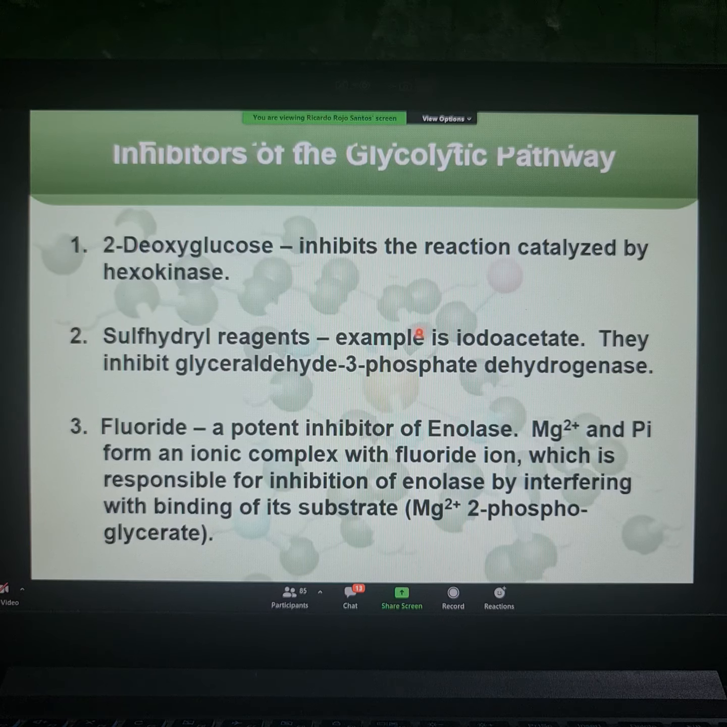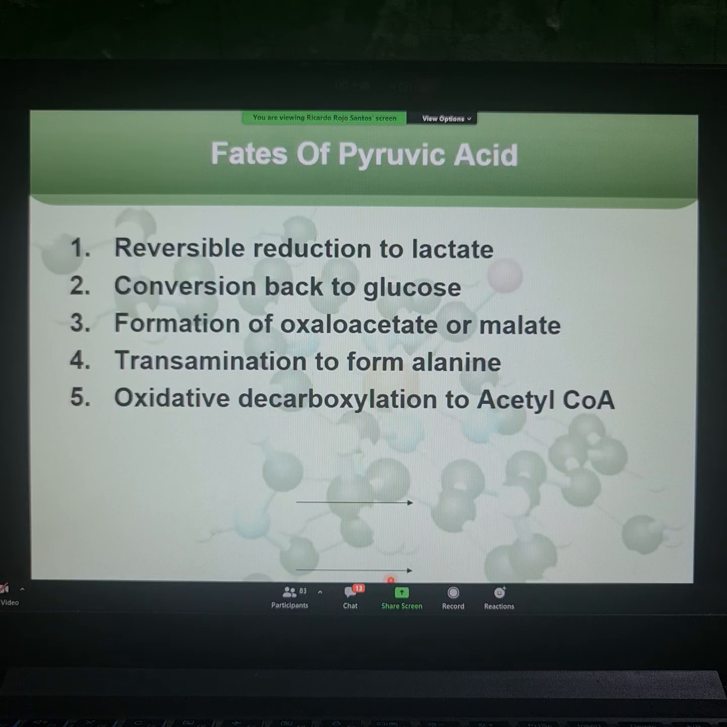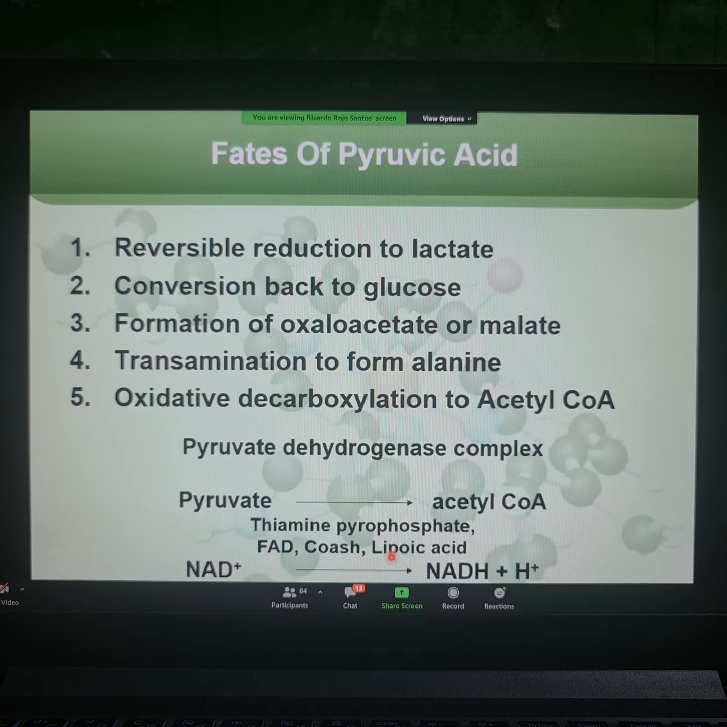Now, there are other inhibitors of the glycolytic pathway. I just require you to know what they are and what enzyme is inhibited. 2-deoxyglucose inhibits hexokinase. Sulfhydryl reagents like iodoacetate inhibit glyceraldehyde 3-phosphate dehydrogenase. Fluoride inhibits enolase. Okay? So, know what enzyme is inhibited. And this one will be discussed this afternoon.